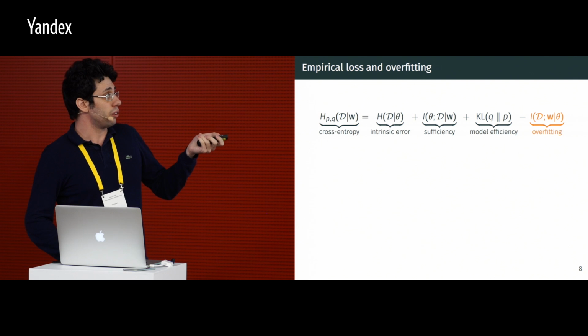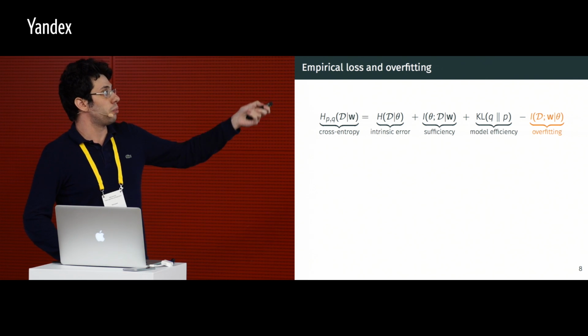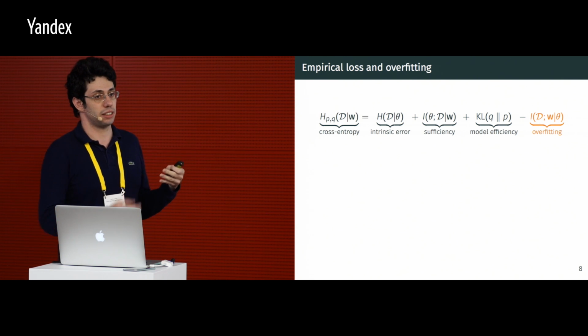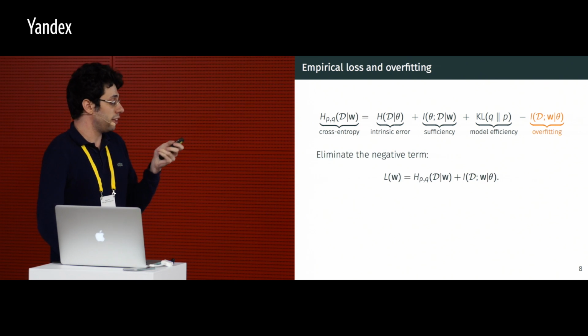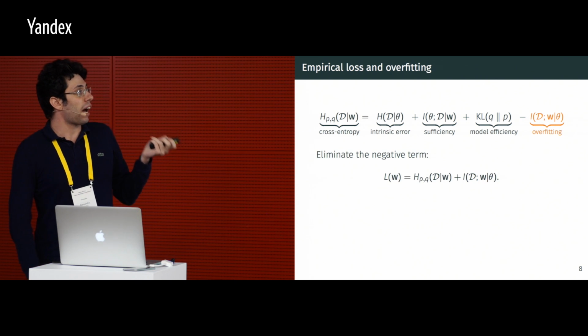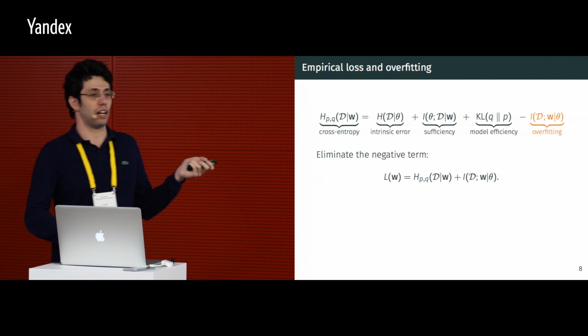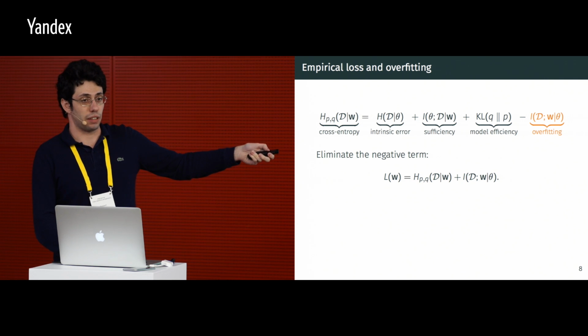So the problem now is that a network can choose to minimize the cross-entropy by just maximizing this. That means by just memorizing the dataset, and this is just pure overfitting. Now, we can prevent this game by adding back this term to the cross-entropy loss, so annihilating its effect. Unfortunately, computing this term is intractable.